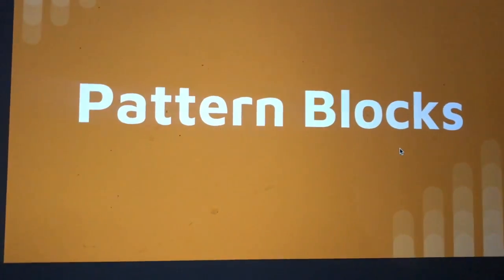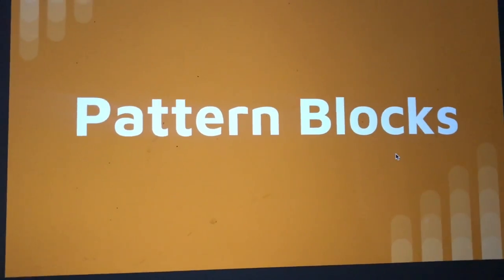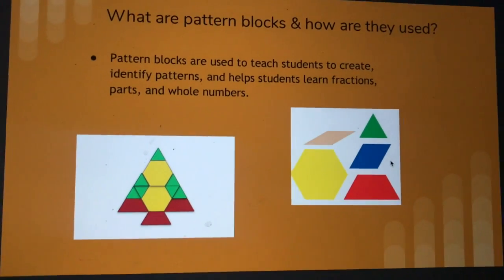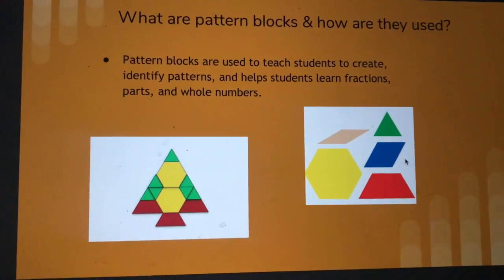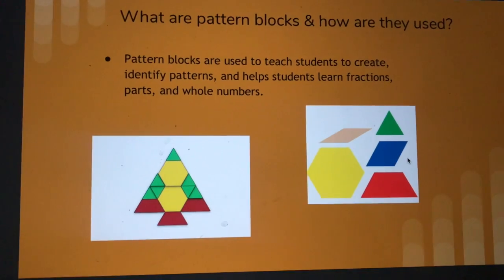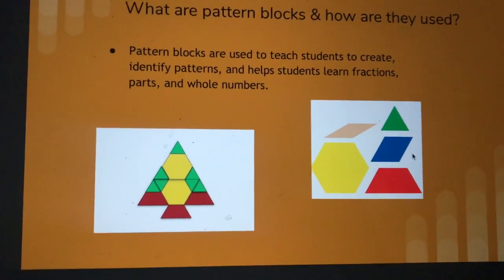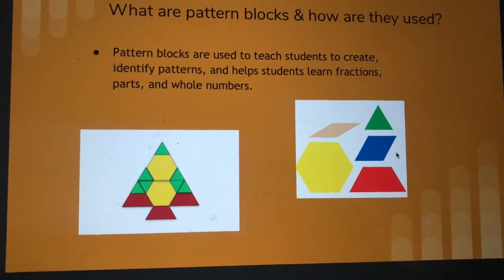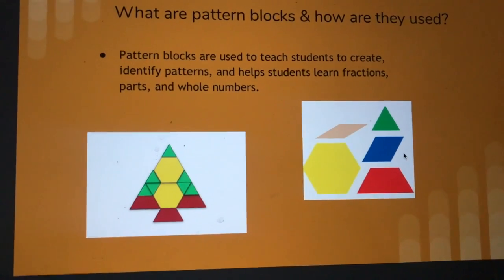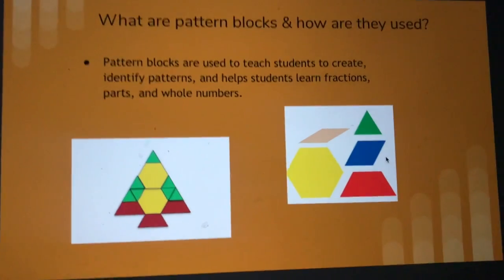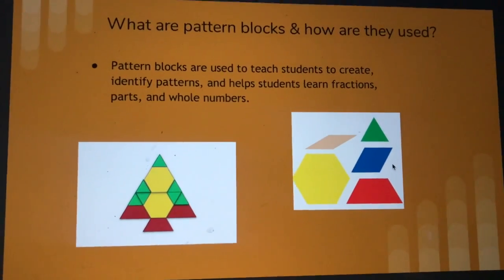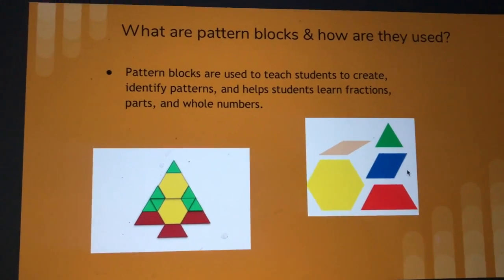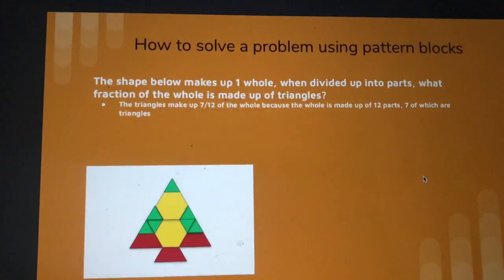The first manipulative I chose to talk about was the pattern blocks. What are pattern blocks and how are they used? Pattern blocks are used to teach students. They're good at instilling creativity. They help students to identify patterns, and they help students learn fractions, parts, and even whole numbers. That's where I found them especially helpful, in learning fractions and learning how to add and subtract fractions. I thought they made that very easy.